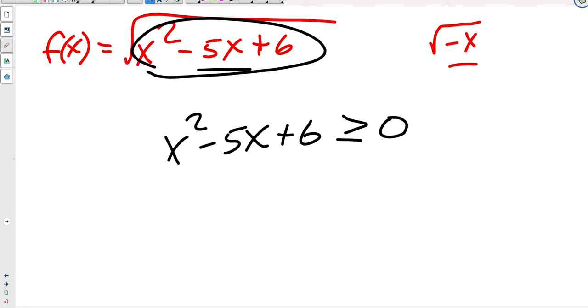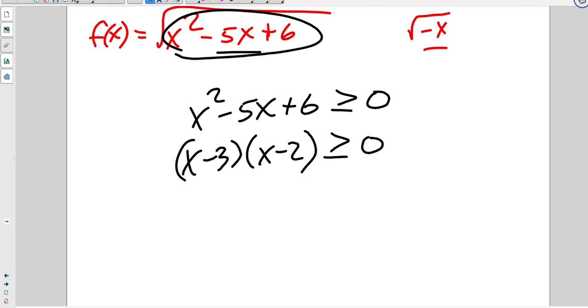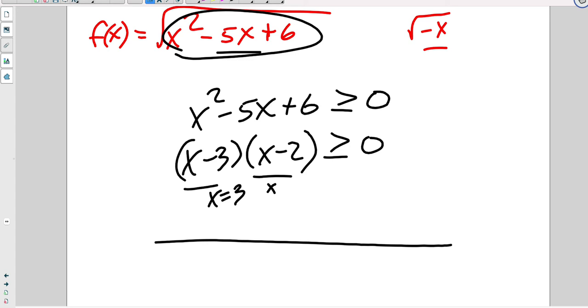So now we can solve this. This one requires a couple more steps. If I factor this, I get x minus 3, x minus 2, greater than or equal to 0. So when is this times this greater than or equal to 0? Here's how to solve this. I make a number line, and I put these two numbers, the two zeros. So x equals 3, and x equals 2. I put a 3 here, and a 2 here, okay?